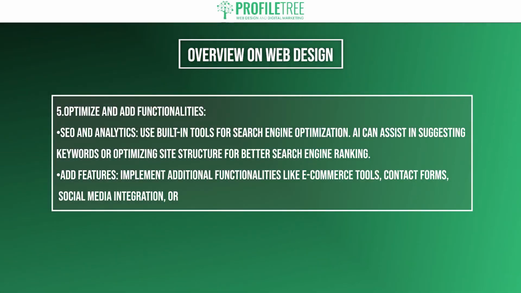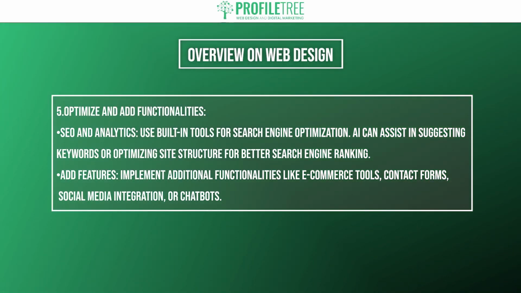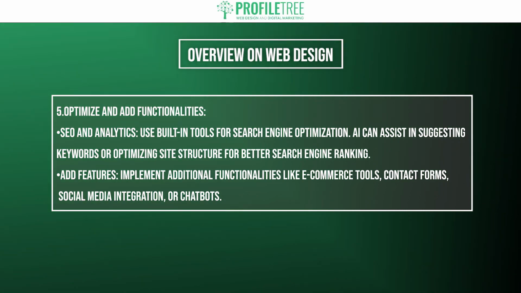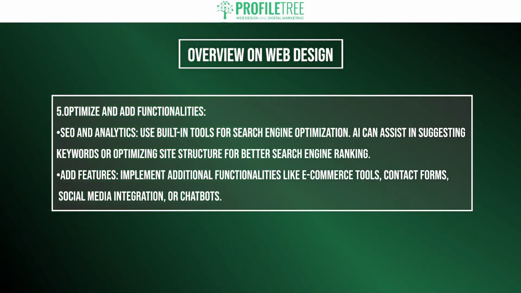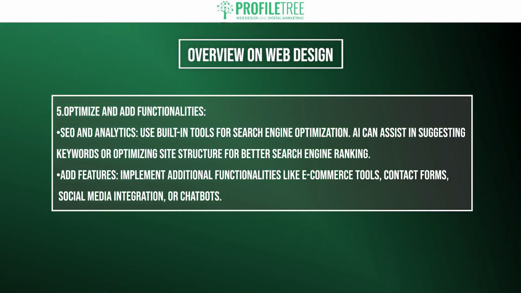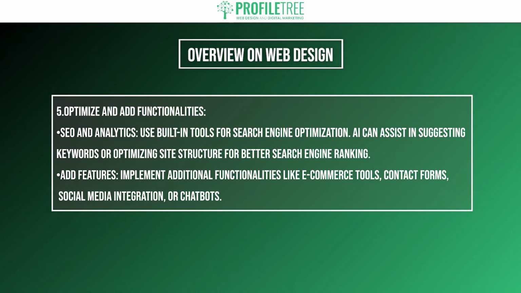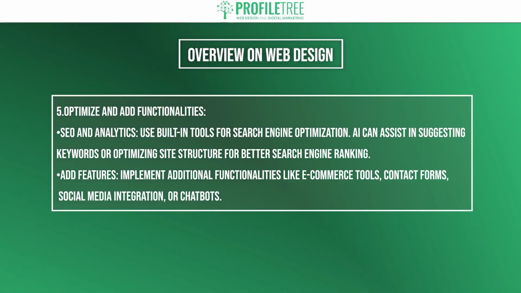Number 5 would typically just involve optimization and adding functionalities. So SEO tools and analytics. You would use built-in tools for search engine optimization, and that can assist in suggesting keywords or optimizing site structure for better search engine ranking. And then that's where you would add the different features.